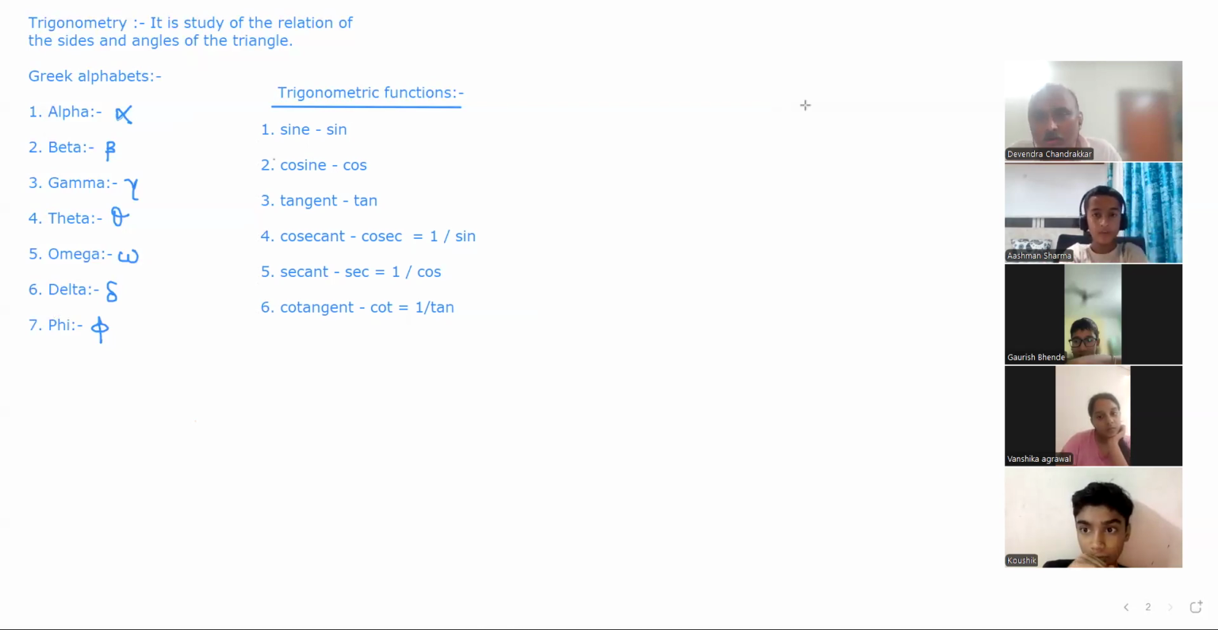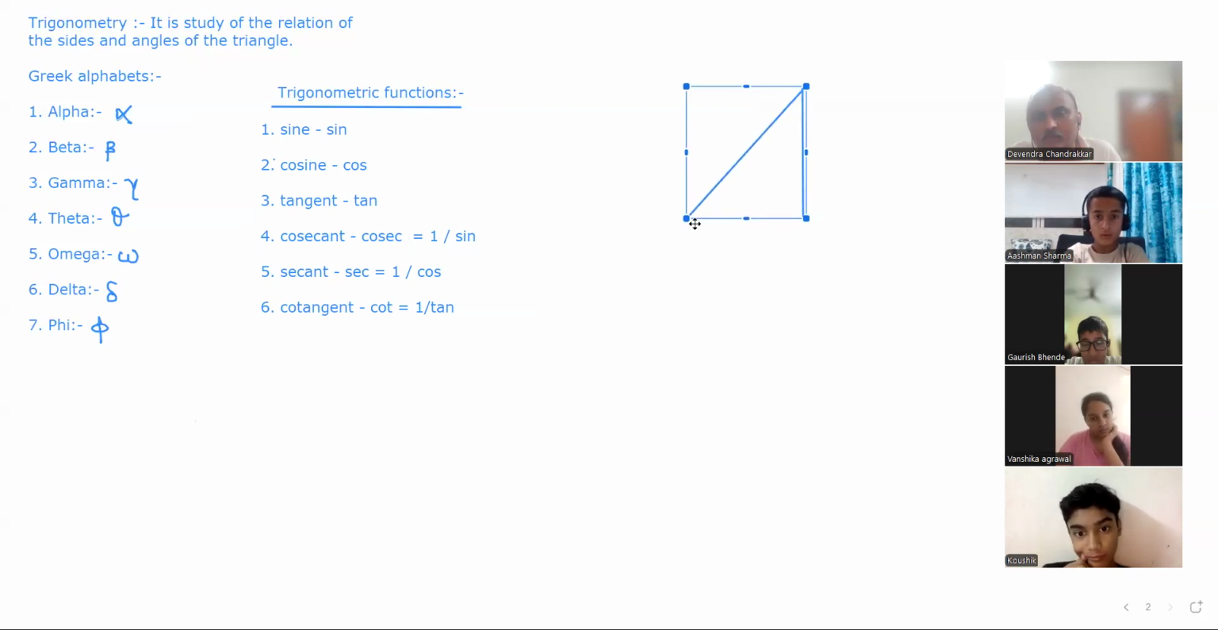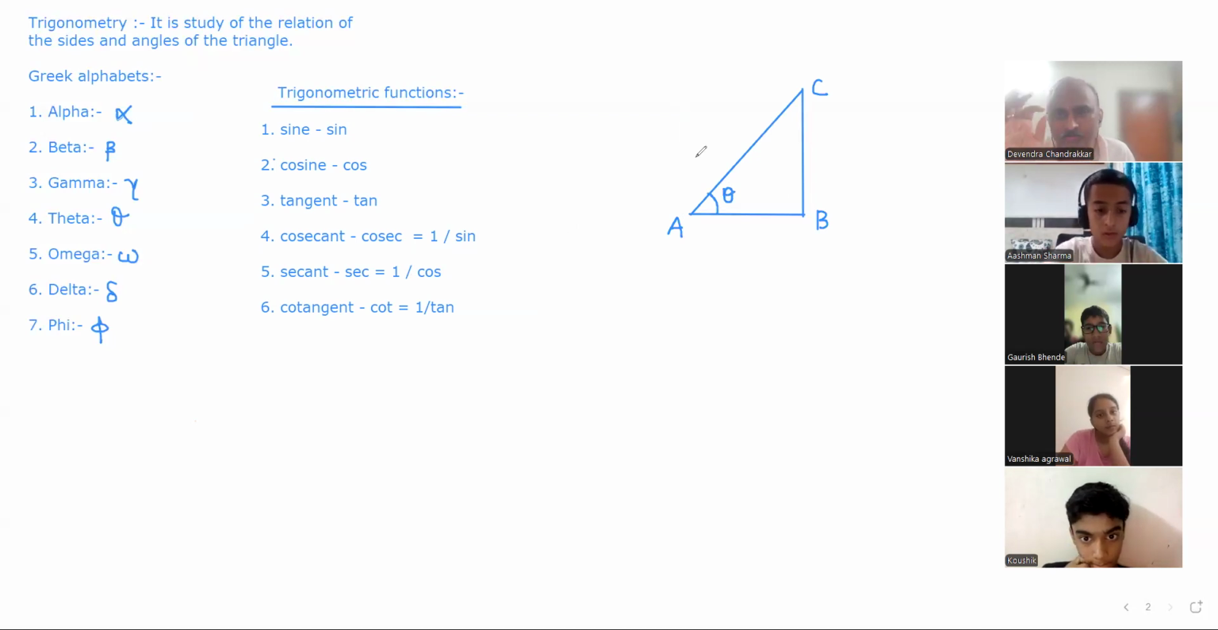To understand these relations, I am introducing you to a right angle triangle. मैं आप लोगों को एक right angle triangle के बारे में बताने जा रहा हूँ. ठीक है? All the things we will study from the perspective of a right angle triangle. So this is a right angle triangle. These are its vertices A, B, and C. Now, let's say this angle is theta. All of you, please pay attention. Pay your 100% focus here.